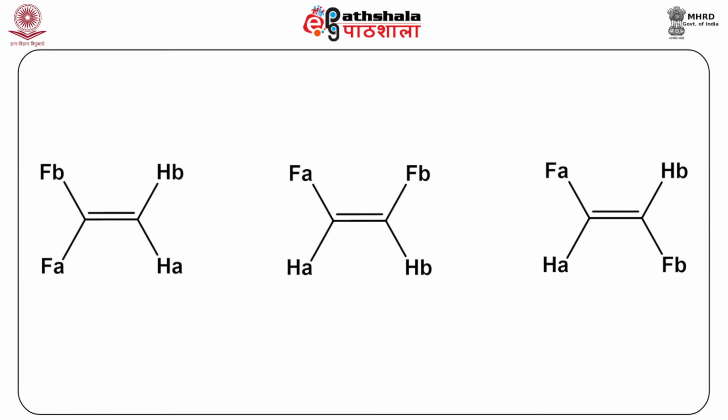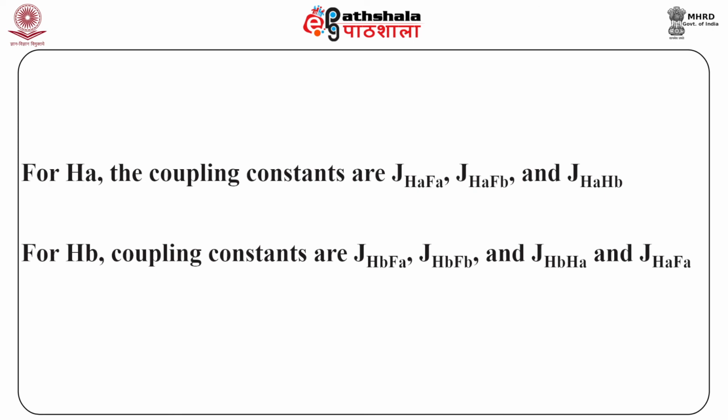There are 3 different couplings for each proton. For HA, the coupling constants are JHAFA, JHAFB and JHAHB, whereas for HB, the coupling constants are JHBFA, JHBFB and JHBHA. And JHAFA is not equal to the coupling JHAFB. Similarly, students, JHBFA is not equal to the coupling constant JHBFB.